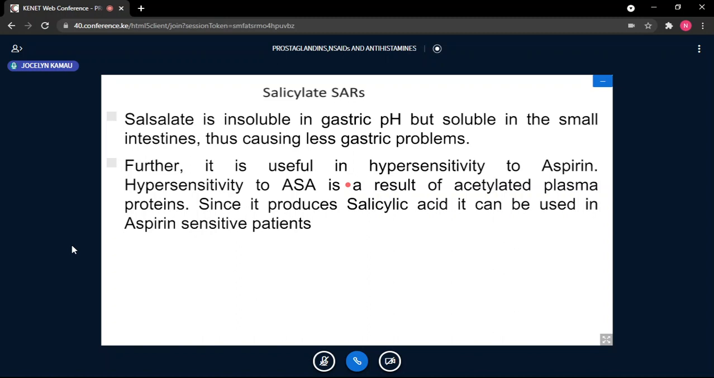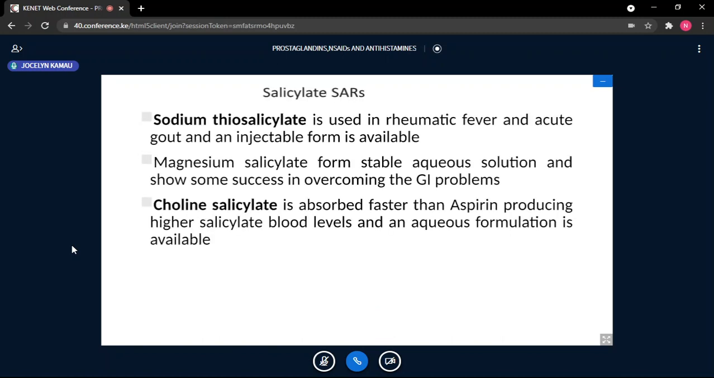It is a little bit milder. It has a lesser gastric effect within the stomach, so it's a little bit safer than acetylsalicylic acid in terms of GIT irritation, and also in terms of hypersensitivity. Then you have sodium thiosalicylate, used in rheumatic fever and acute gout and so on. Magnesium salicylate is the same. Of course, all these drugs, as we have said, when you take them, they'll be released to form the free carboxylate ion for activity.